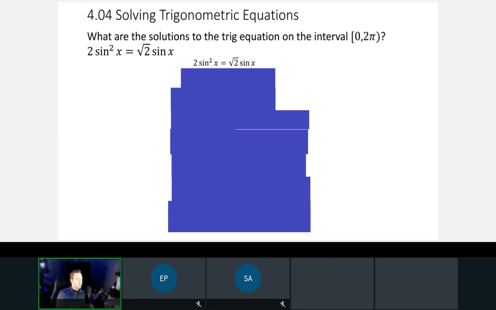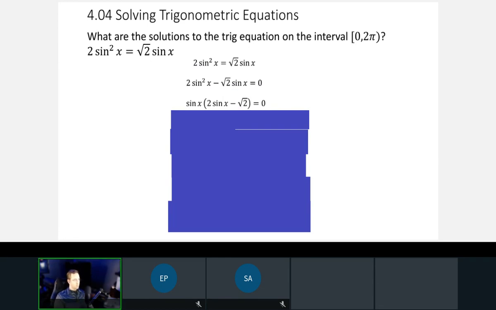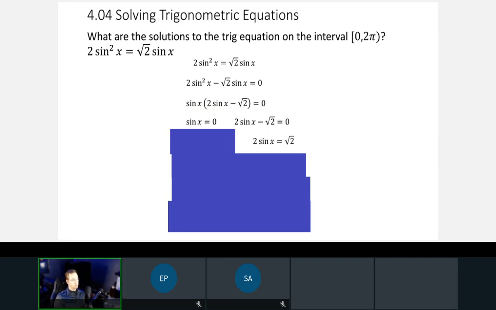So we want to factor. So you want to subtract rad 2 sine x from both sides. And then you want to solve by factoring. So now we're just going to factor out sine x in front. So greatest common factor. Once it's in factored form like this, we then set the factors equal to 0. And we solve them separately. So let me do the right one first.